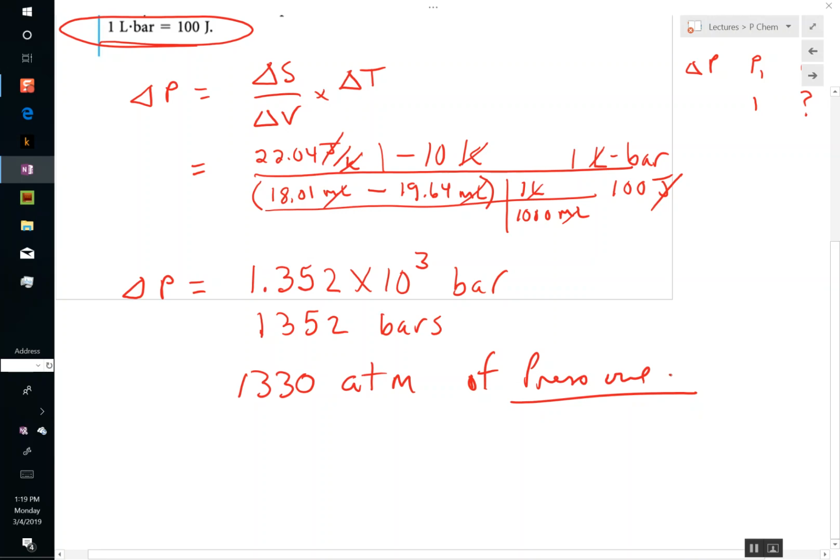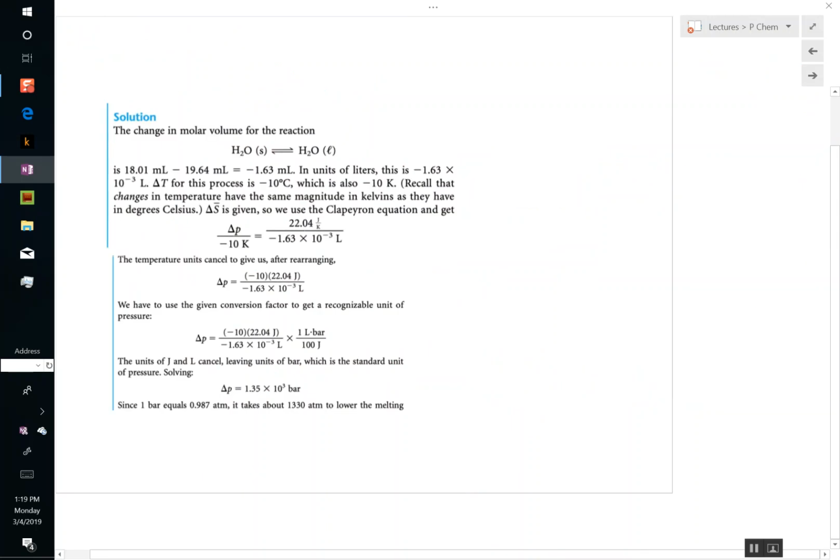Okay, that amount of pressure, I mean, look at that, 1,300 atmospheres, it will lower the melting point by 10 degrees. But that got me to thinking, and we won't have to do this problem. The solution is in the book, so you can take a peek at that.